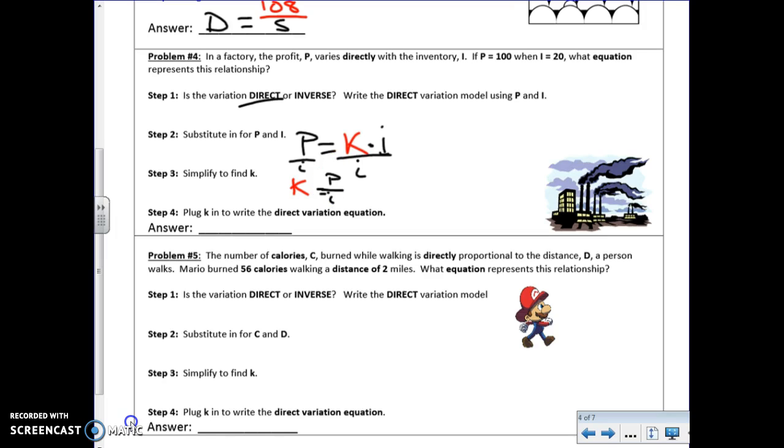Again, that says k equals P divided by I. And later in the word problem, it says that P equals 100 when I equals 20, and we want to find an equation to write this relationship. Well, we would put 100 in for P and 20 in for I. Do the division, k is equal to 5, right? 100 divided by 20 is 5. And your equation would be P equals 5 times I.